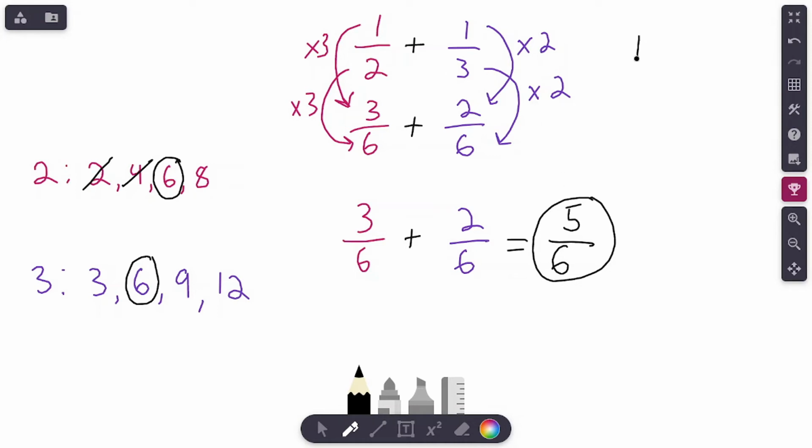Notice again, we created equivalent fractions because 1/2 is equal to 3/6, and 1/3 is equal to 2/6. We had to create equivalent fractions. Once we created those equivalent fractions that had the same denominators, we were able to add our fractions together, which gave us a final answer of 5/6.